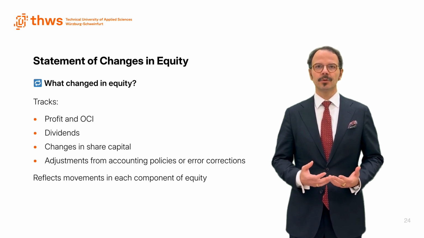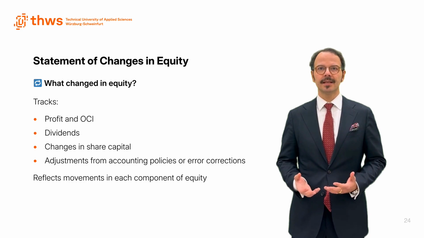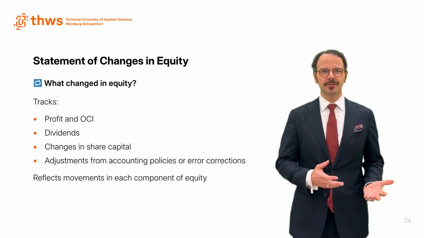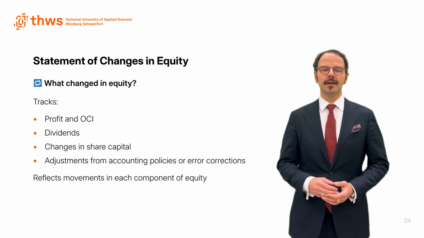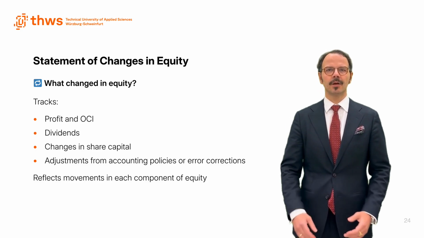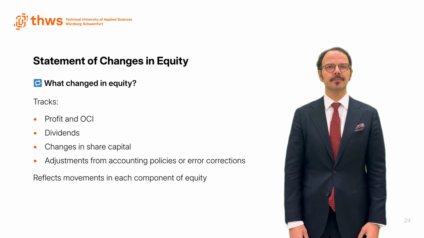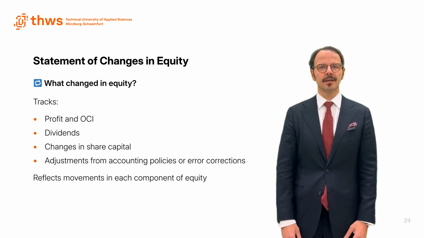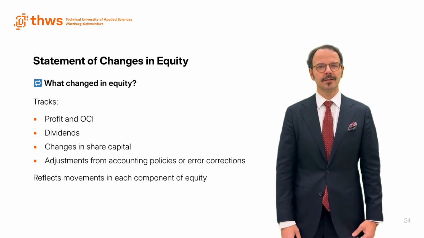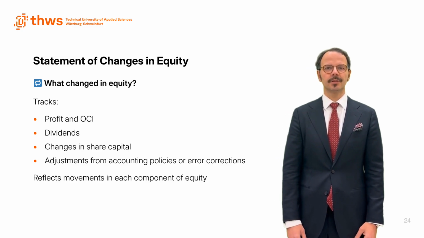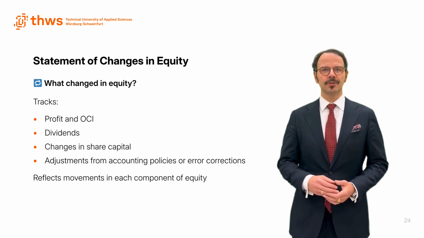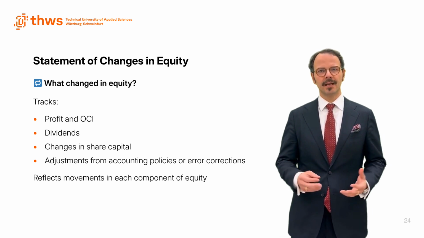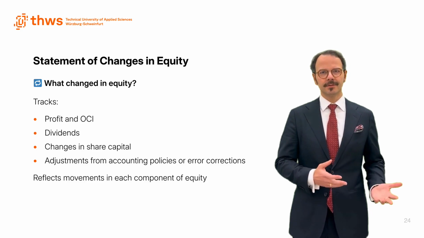This is a super important statement, even though it often gets less attention. The statement of changes in equity shows all movements in equity during the period. It tracks profit and loss, OCI, dividends paid, capital increases, adjustments from changes in accounting policies, or error corrections. It gives insight into how equity evolved and where those changes came from. In short, it's the equity story of the year.